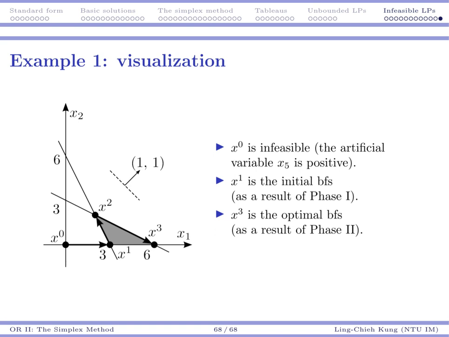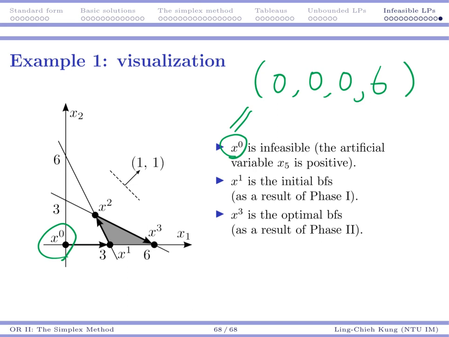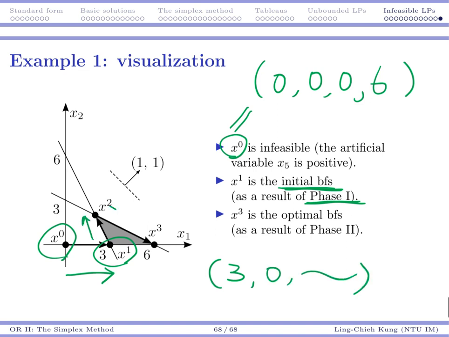Again, we may graphically take a look at our search path. Originally, we start from x0 because originally our basic feasible solution is this one. If we exclude our artificial variable, then initially x0 is this one. This corresponds to the initial point here. And then we do one iteration to get to our initial basic feasible solution as a result of phase 1, which is this point. You are going to have x1 being 3 and x2 being 0 and some others. After 2 iterations, we then get to x3, which is optimal as a result of our phase 2 solution.